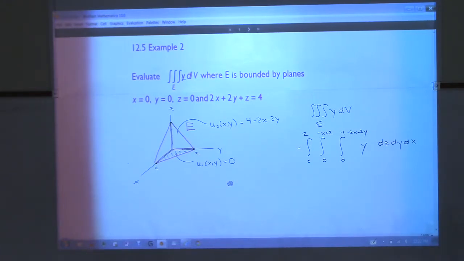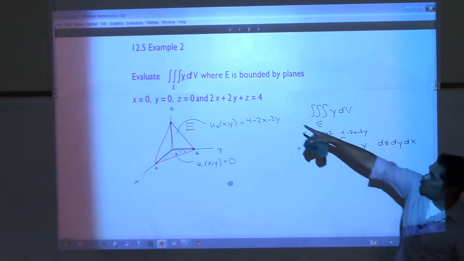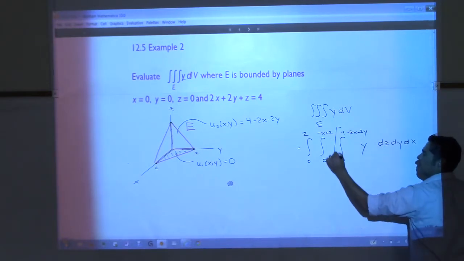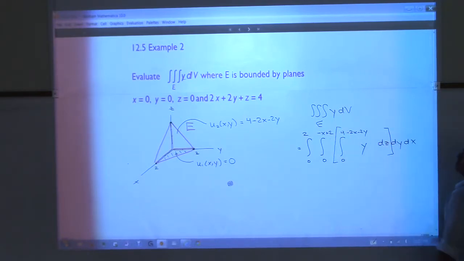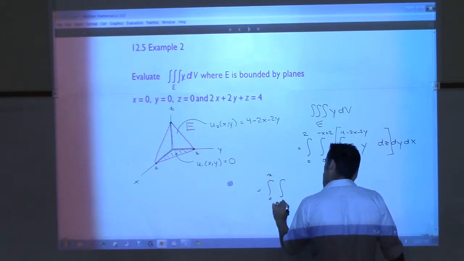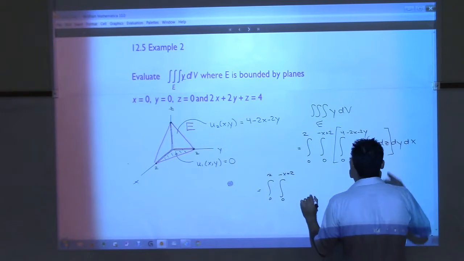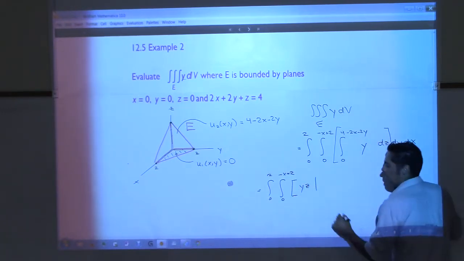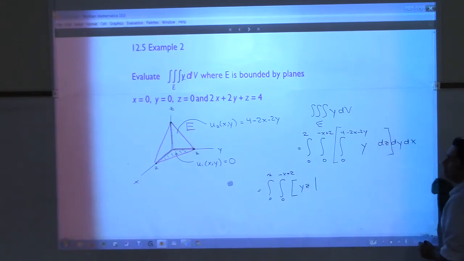That's our setup. Yeah, because the original function had y. All right, we're going to do this right now. What's the antiderivative of y with respect to z? It's yz, right? Not 1/2 y squared. So we have integral 0 to 2, integral 0 to negative x plus 2. When we integrated that, we got yz, and we're evaluating that. Be real careful here. We're evaluating that where?